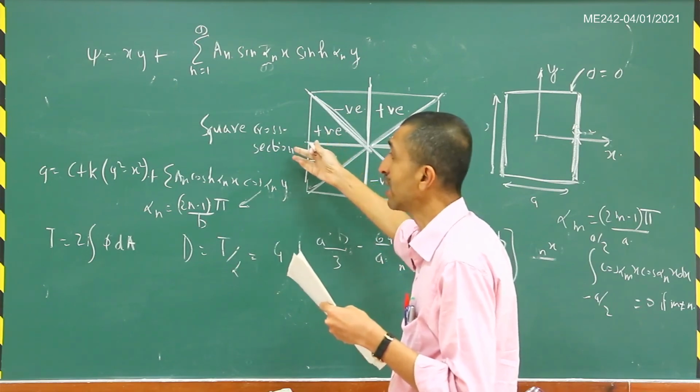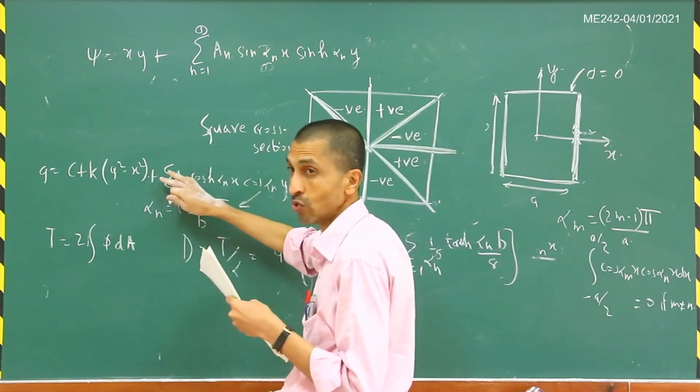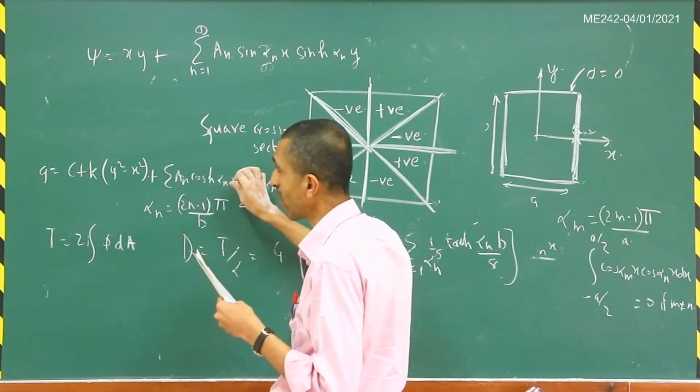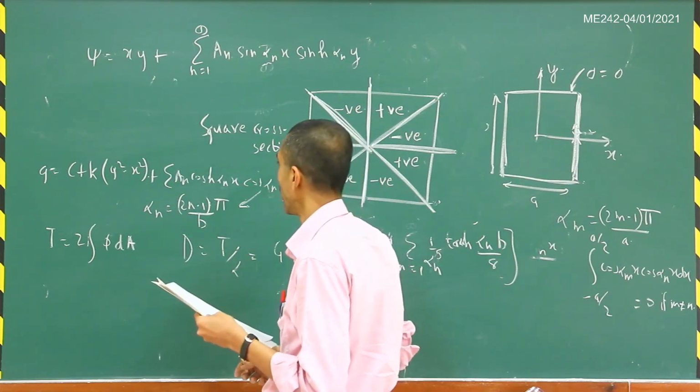So you can see that this form now looks a bit different than the form that we had earlier. But as I said, finally when you find the value of this entire thing at a given point, you will get the same solution. So that is one important thing.